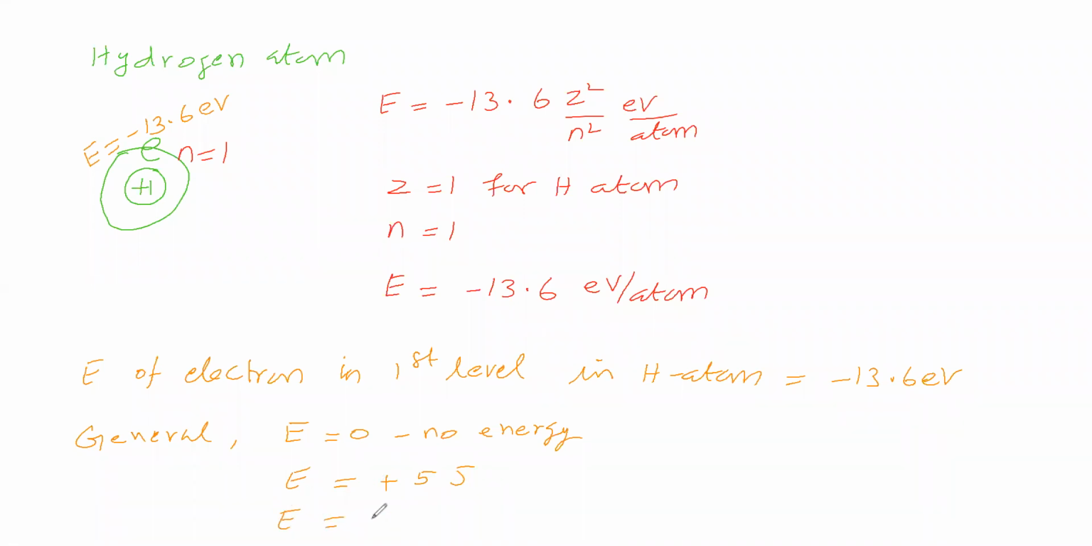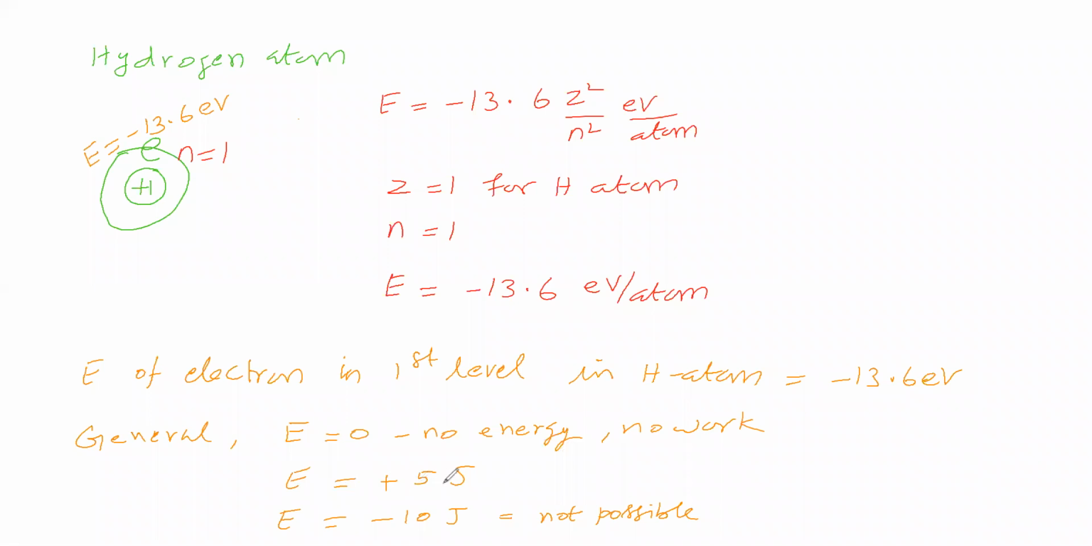Suppose energy is equal to minus 10 joule, we are saying. What is the meaning of this? Energy equal to minus 10 joule means like this, not possible. That only we can say. Energy equal to 0 means no energy, no work. Like this we can say: no energy, no work.